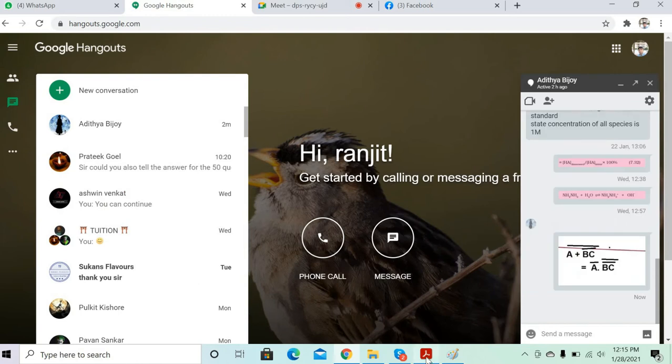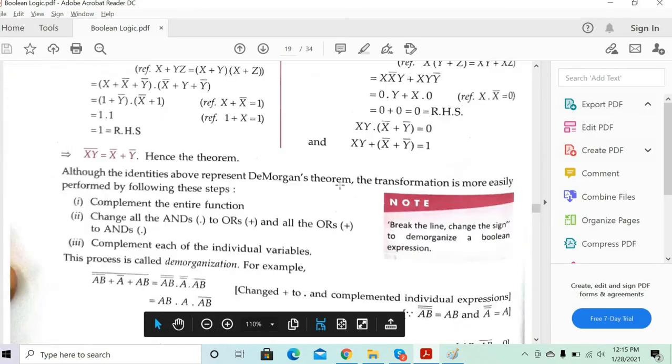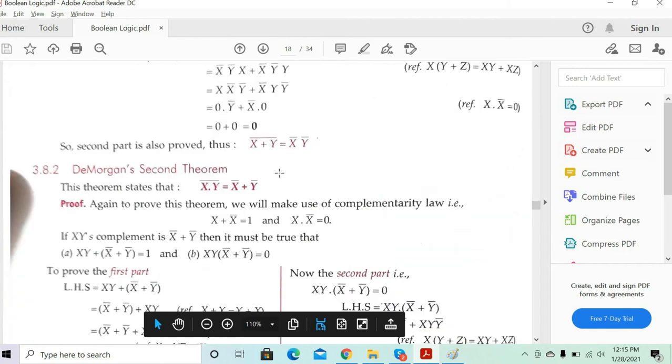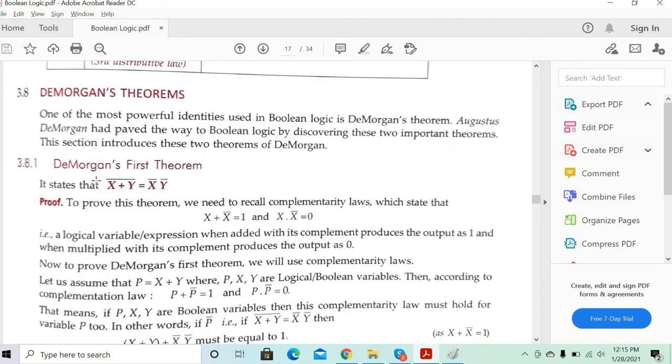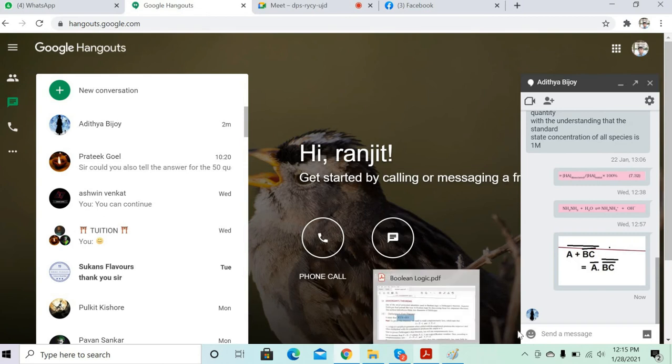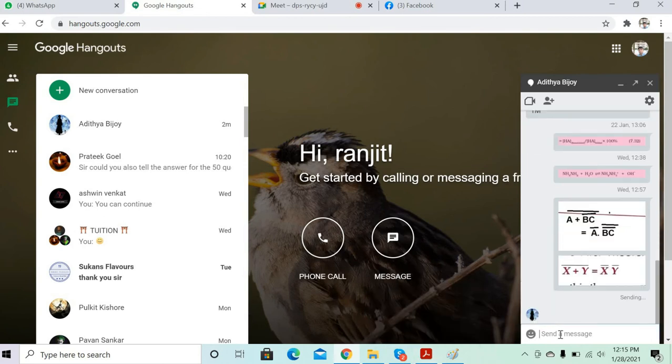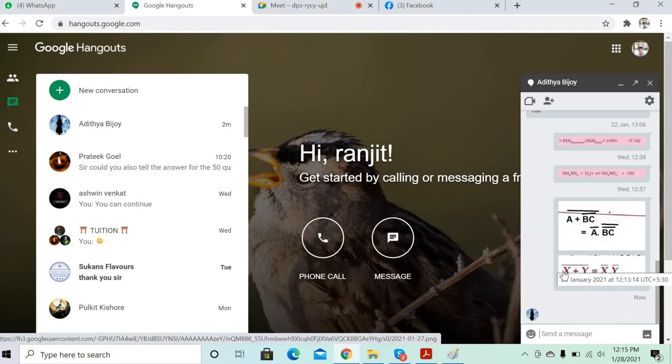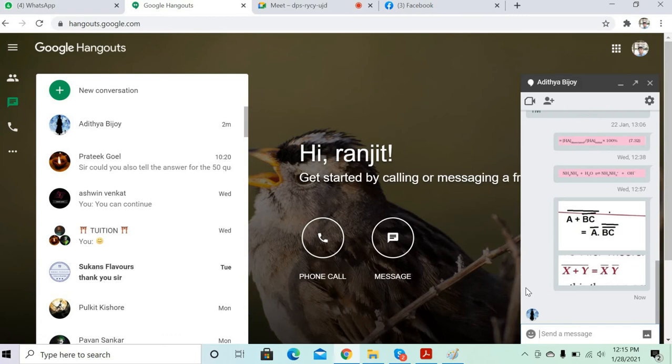So this is De Morgan's theorem. If we understand De Morgan's first theorem, it says clearly, and this is the theorem we are applying: X plus Y whole complement is equal to X bar dot Y bar. So the OR operation is changed to the AND operation. Clear? And the double complement is equal to the same thing only. Correct?